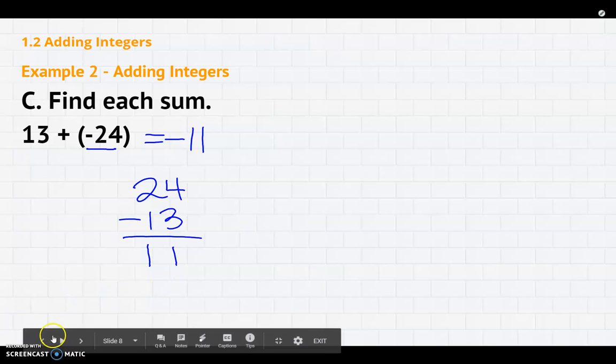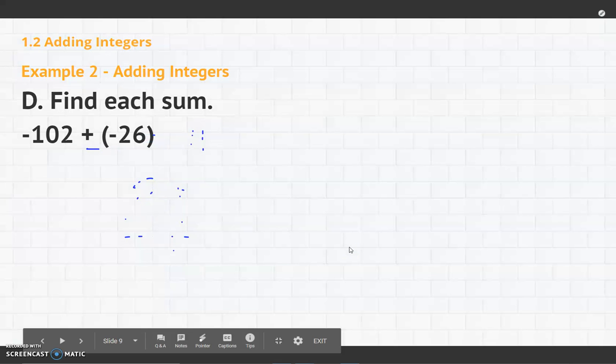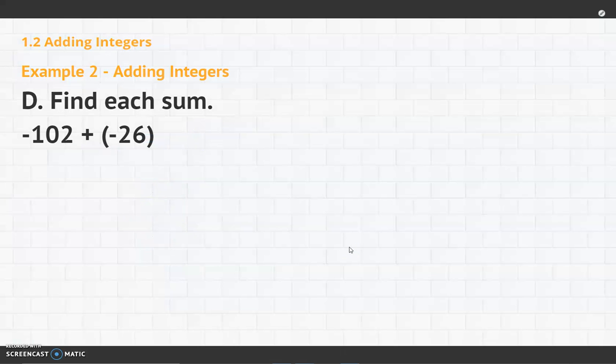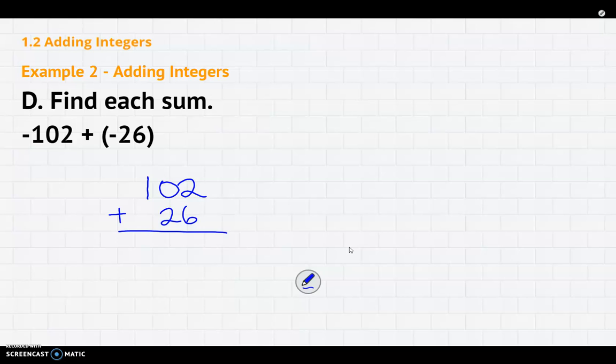Okay, last one of these here. We have negative 102 plus negative 26. Now these two have the same sign, and the rule for when they have the same sign is that you add them. So we should take 102 and add 26. So 2 plus 6 is 8, 0 plus 2 is 2, and then we carry down the 1. So when we add them, we get 128.